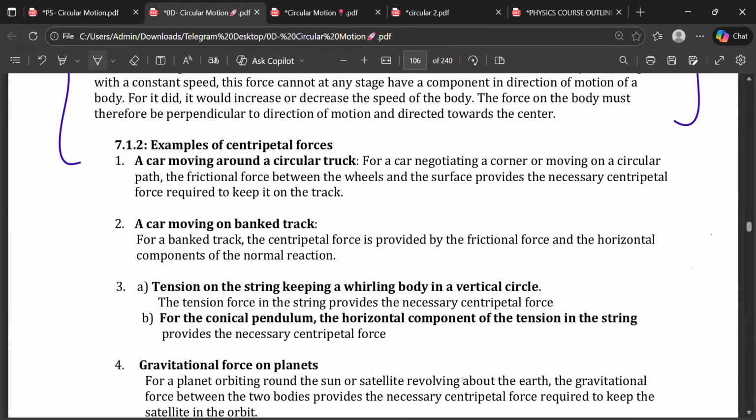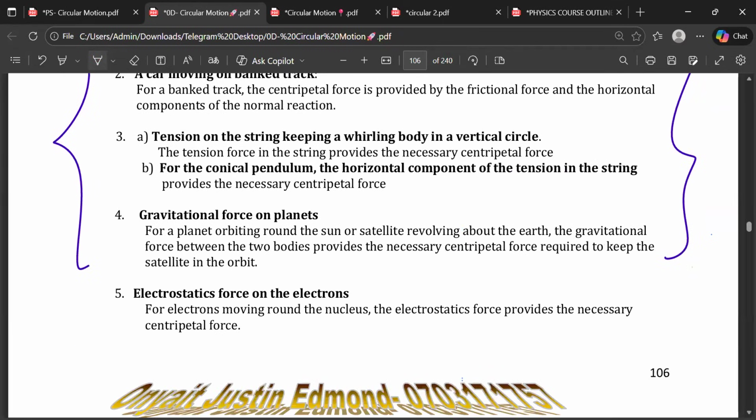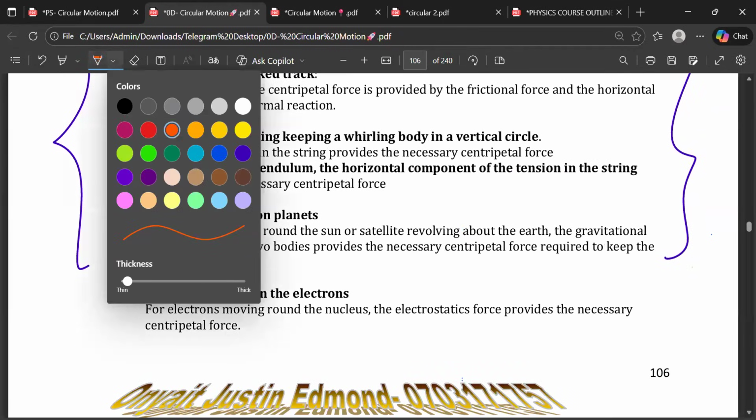So these are examples of the centripetal force in real life that we talked about. You can just read through and see maybe whether the literature is different.